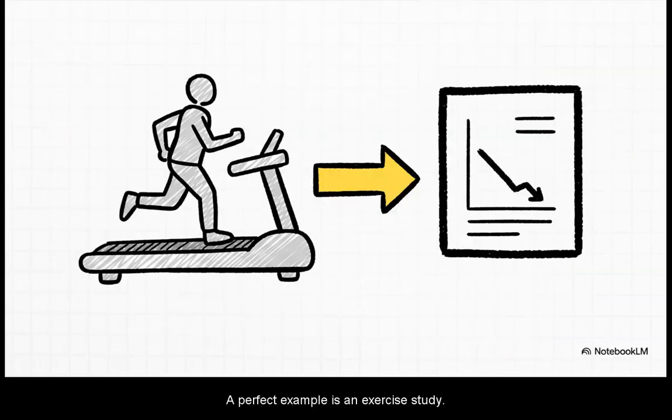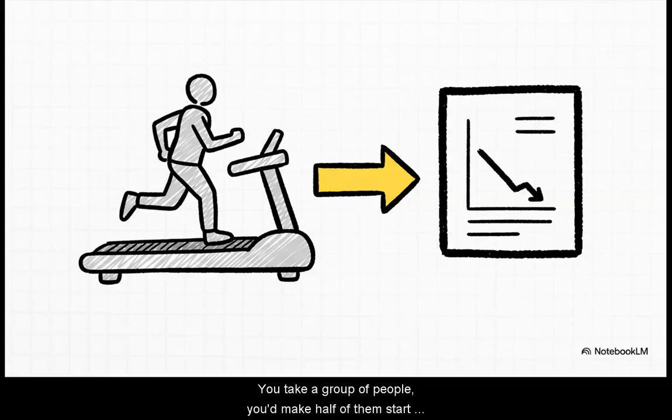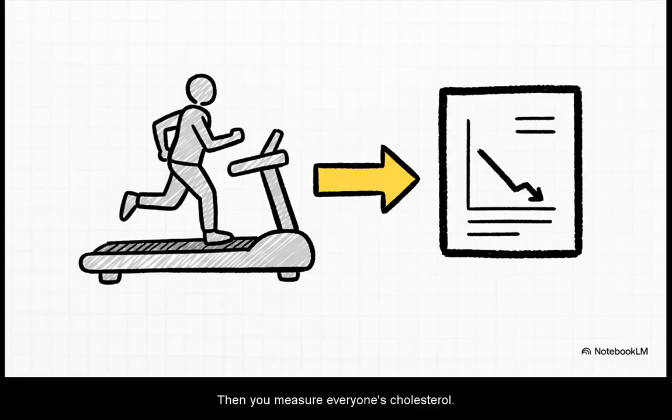A perfect example is an exercise study. You take a group of people, you make half of them start a new exercise routine while the other half just lives normally. Then you measure everyone's cholesterol. If the exercise group's cholesterol drops, well, you have some pretty powerful evidence that the exercise is what caused that change. You controlled the whole situation.